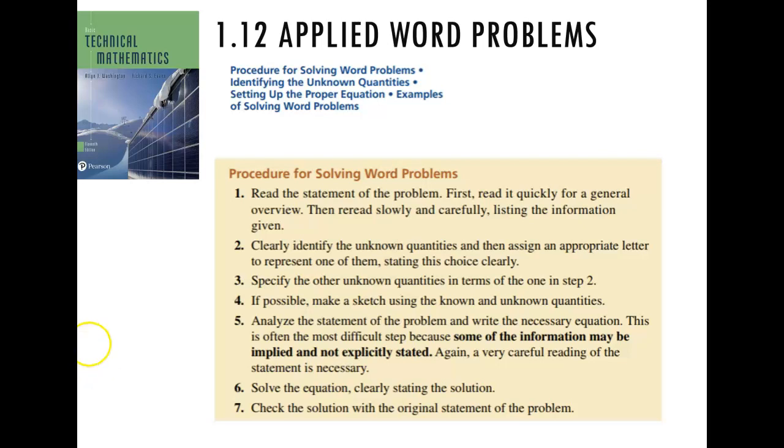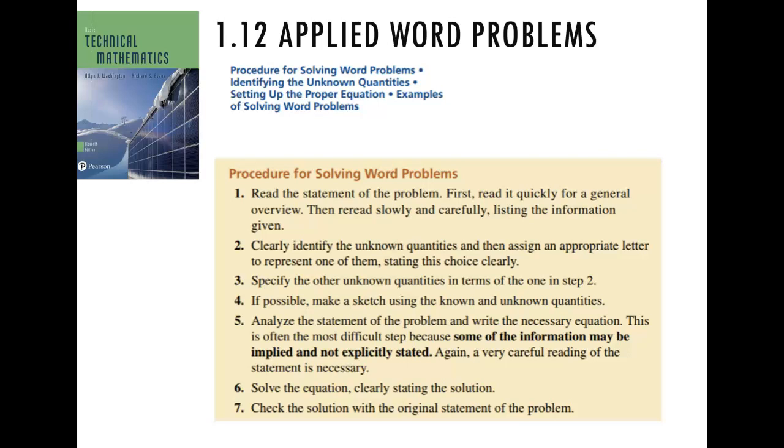As we get to lesson 12 of chapter 1, this deals with applied word problems. And I know sometimes word problems can be intimidating, but just try to follow a procedure here. First of all, we've got to read. And you might read through quickly for a general view, but then you need to reread slowly, carefully, listing the information that you know. Try to identify the unknown quantities and choose a variable to represent that.